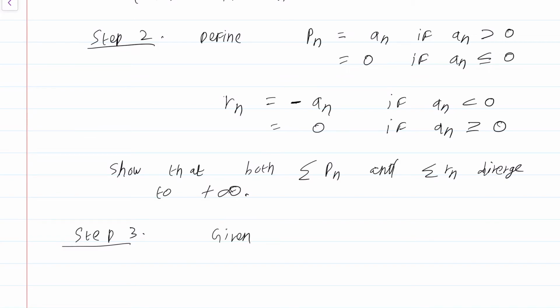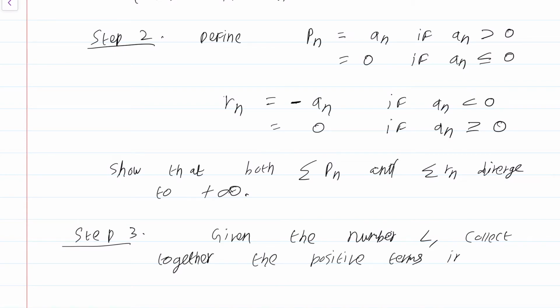Given L, given the real number L, what you do is collect together the positive terms in An, collect together the first few positive terms in An such that the sum just exceeds L.